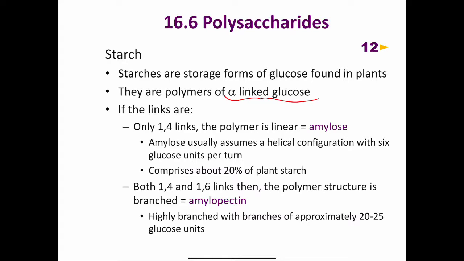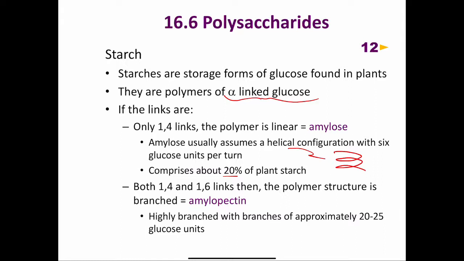If the links are only 1,4 alpha links, the polymer is linear in shape, and that's called amylose. Amylose makes up about 20% of plant starch. Amylose usually assumes a helical configuration, so it forms a helix, with 6 glucose units per turn. I have that on another slide that I'm going to address in a few minutes.